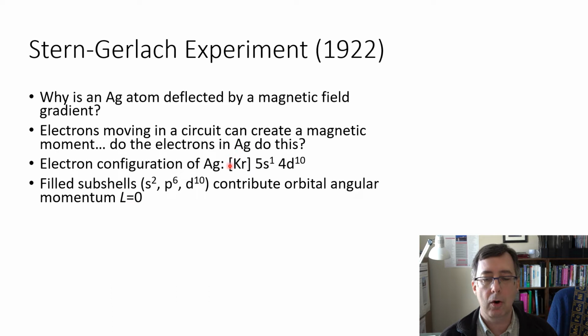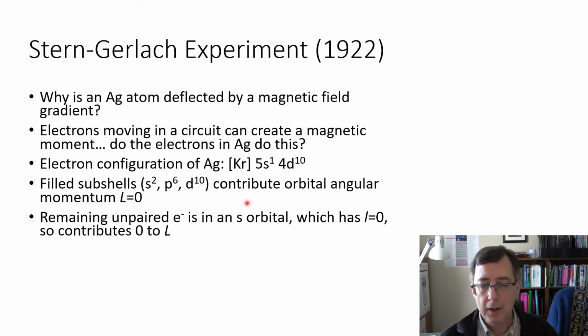So the krypton core is filled and gives no net angular momentum. The 4d10 fills the d subshell and gives no net angular momentum. And all I've got left is 1 electron that's unpaired in an s orbital. But because it's an s orbital, which has L equals 0, that contributes a total L of 0. And so there just is no net orbital angular momentum in a silver atom if it's in its normal ground state.